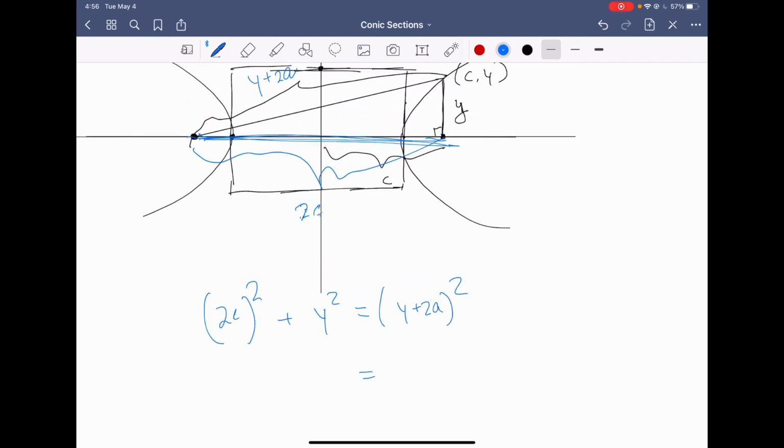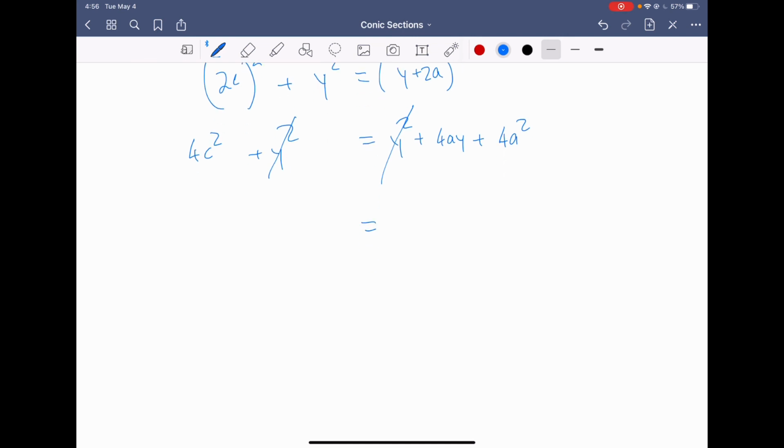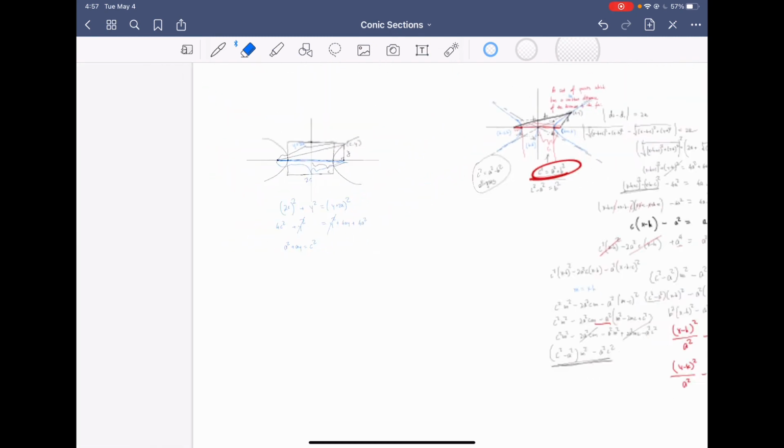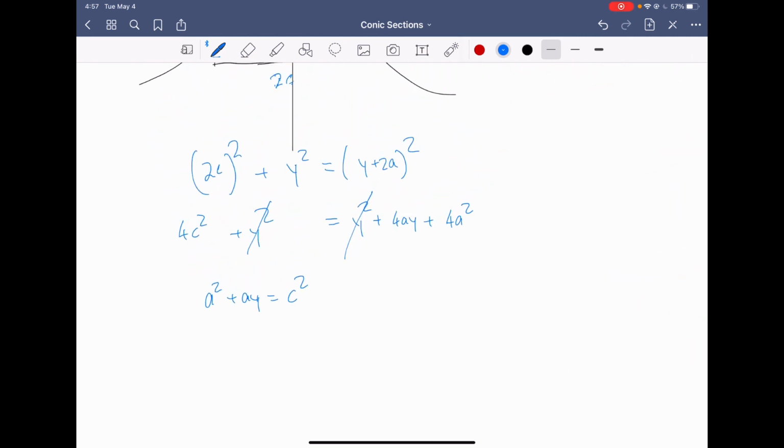Let's try to simplify this a little bit. 4c squared plus y squared is equal to y squared plus 4ay plus 4a squared. Let's cross that off. That gets us to 4a squared plus, let's just cancel out that 4 over here. a squared plus ay minus c squared is equal to 0. Let's just write that as a squared plus ay is equal to c squared, because that is not our final form either way. So let's plug that into our equation that we just derived.